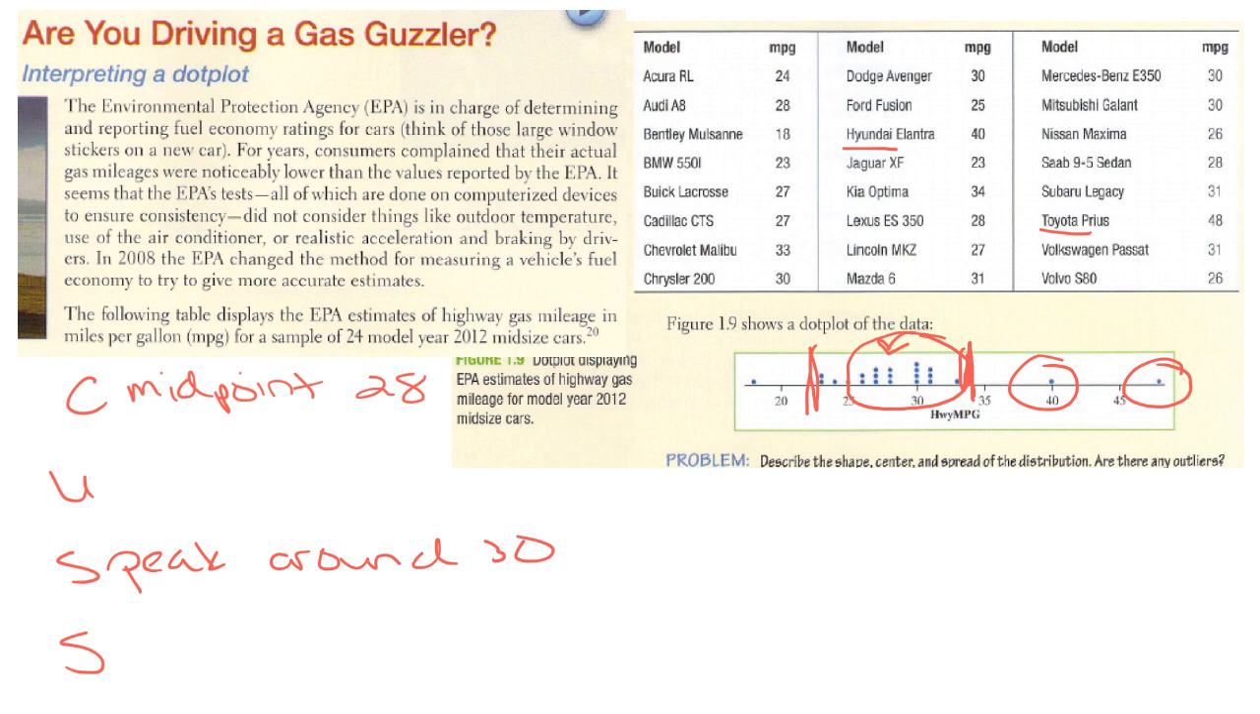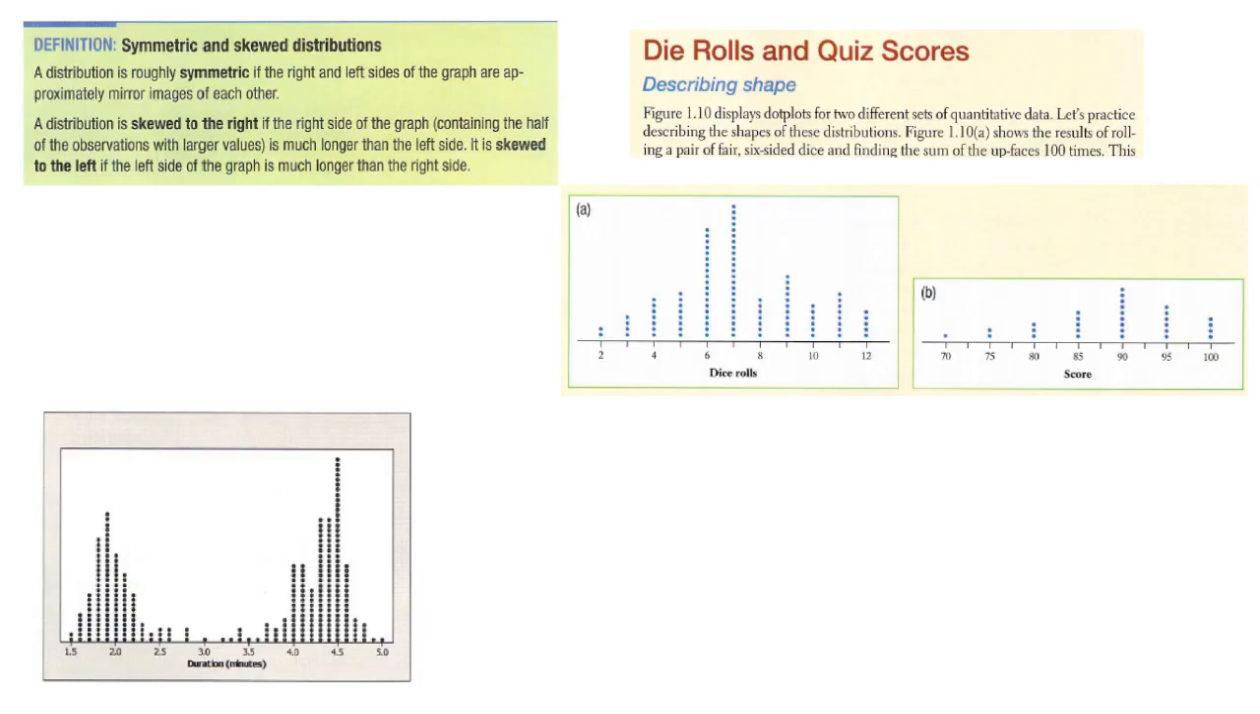And then for the spread, the data is going to vary from 18 to 48 miles per gallon. Again, context. I know you're not seeing me put a lot of context on these notes right now, because it makes the screen very messy and hard to follow. So I cannot emphasize this context enough. Let's look a little bit closer at shape.